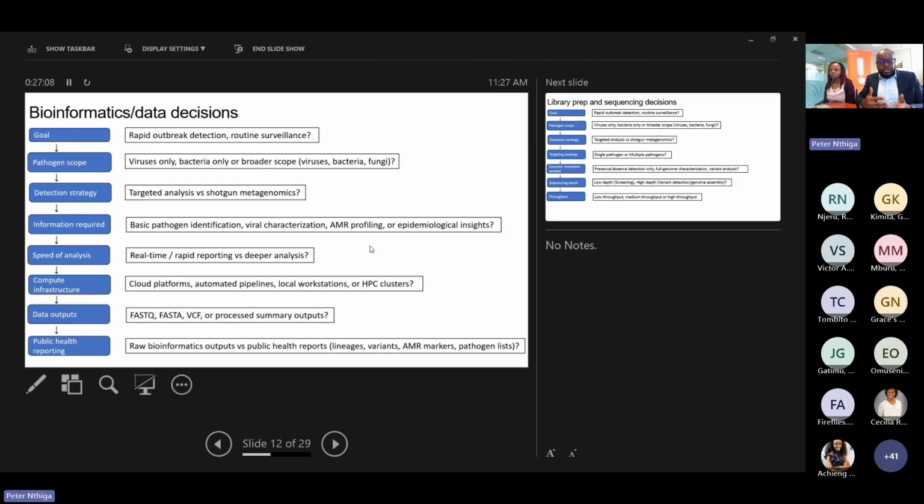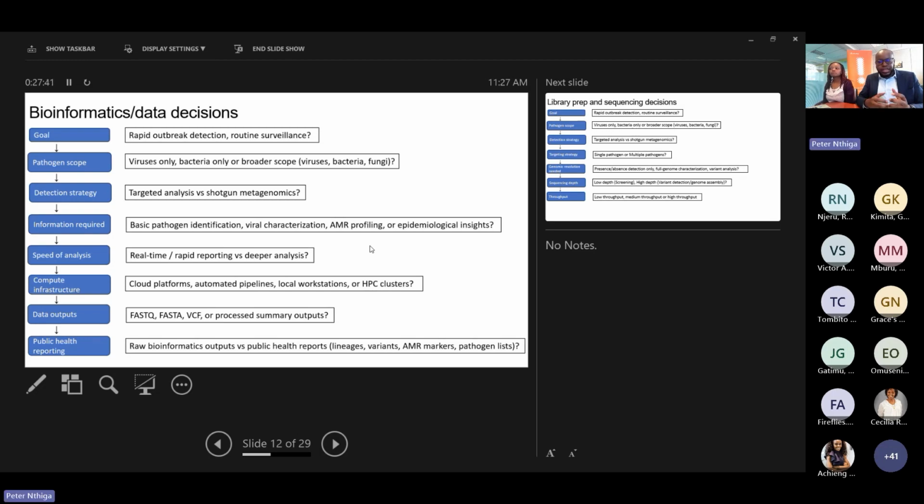And what is the decision strategy that is guiding the data that is being generated? Is it a targeted approach analysis? Is it shotgun metagenomics, for example? If it is an outbreak response, is my strategy incorporating the fact that I maybe want quick pathogen ID information, or viral characterization if I'm looking at viruses, or AMR information or any other epidemiological insights?